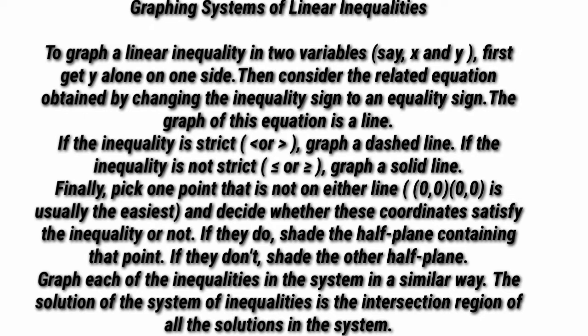If the inequality is strict, means less than and greater than, graph a dashed line. The line of the graph will be a dotted line. If the inequality is not strict, means less than or equal to, greater than or equal to, the graph is a solid line. So the line you get will be solid, right student?